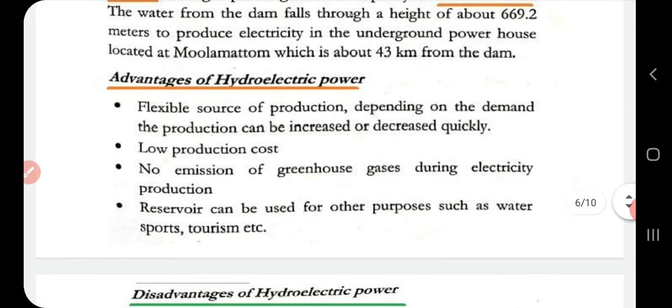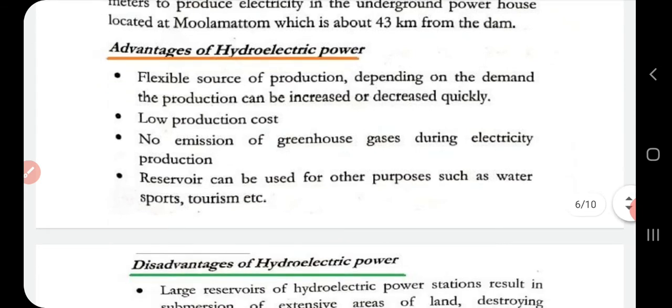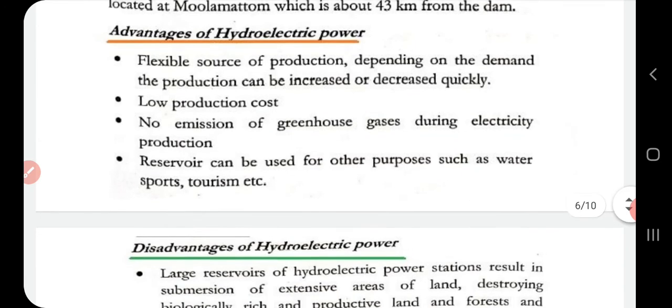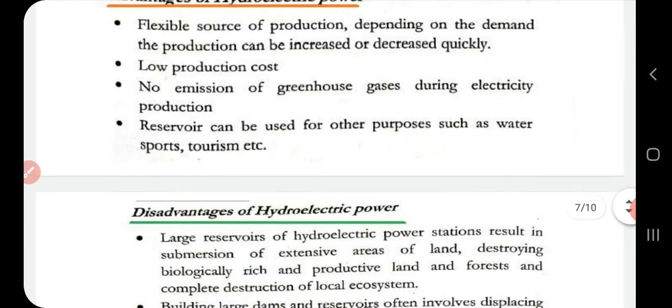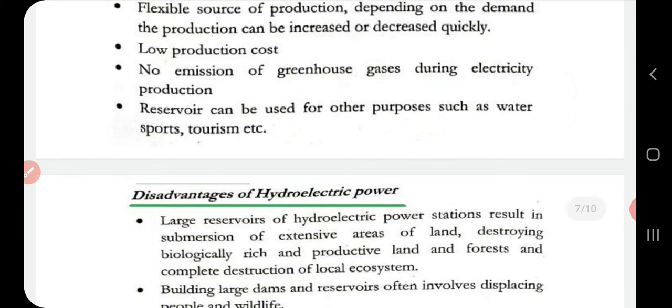These are some of the advantages of hydroelectric power. First of all, it is a flexible source of production, and depending on the demand, the production can be increased or decreased quickly, and the production cost is low. There is no emission of greenhouse gases during electricity production. The reservoir can be used for other purposes such as water sports, tourism, etc.